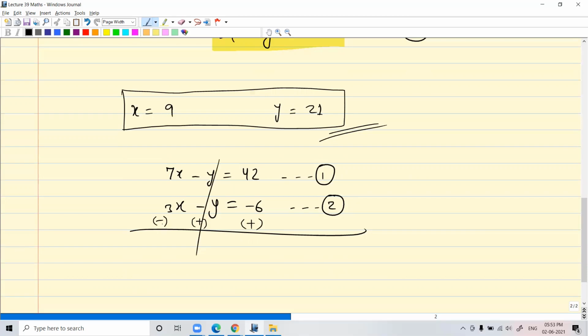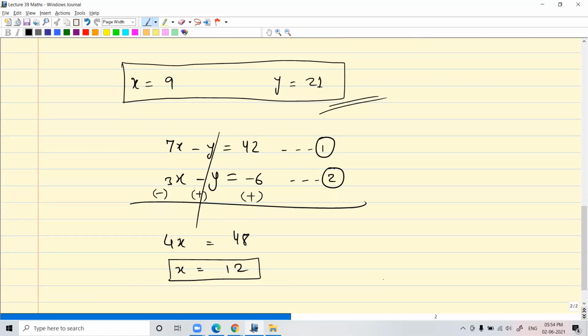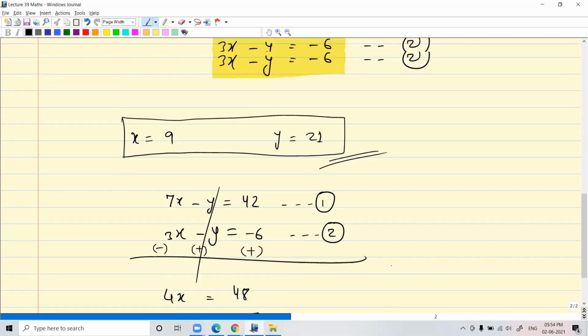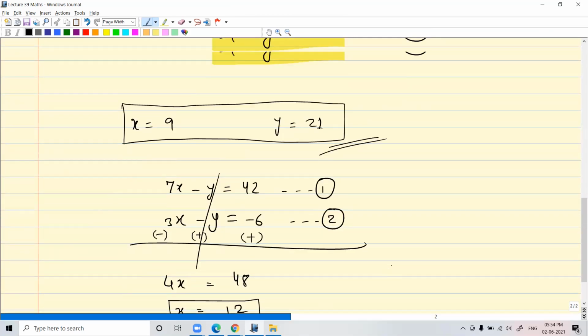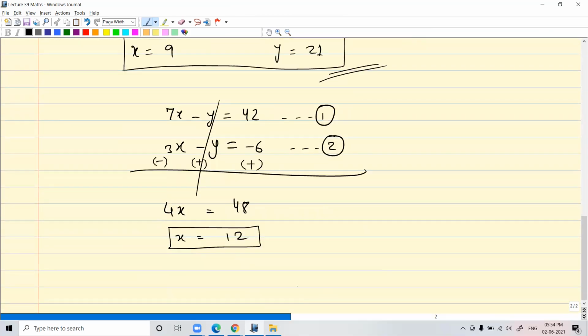So these two get cancelled. 7 minus 3 becomes 4x, and this is 48. So x is equal to what, guys? Did I make a mistake? Yes, sir, this is what I got. X is equal to 12 and y is equal to 42. Okay. Yes. So now this x is equal to 12. We can put it in any one of the equations. And let's say the second equation looks smaller. So I will put it there.